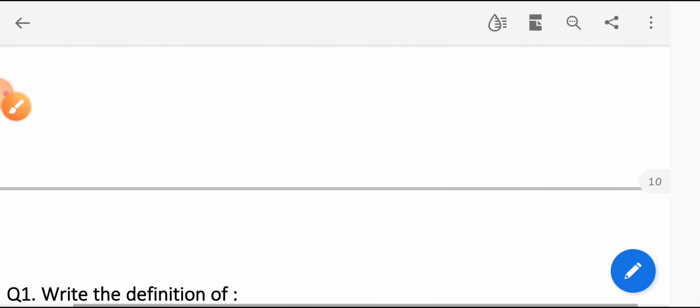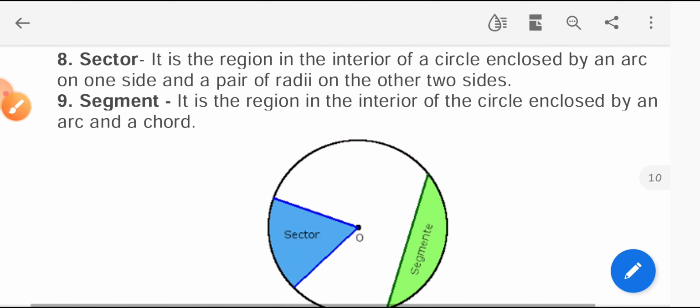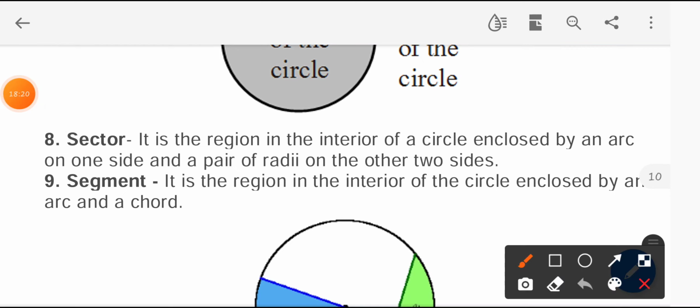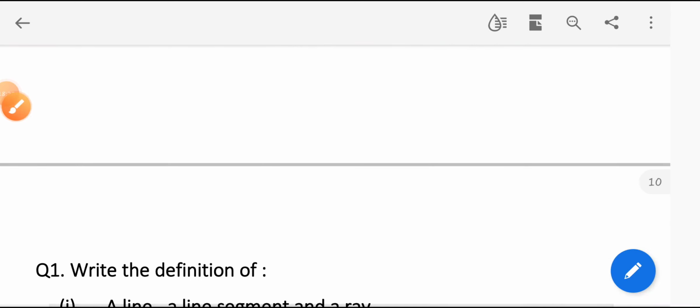So we have seen the different parts of a circle, that is, sector, segments, the interior and exterior part. Now based on this topic we will solve some questions from all the exercises. See the first question.